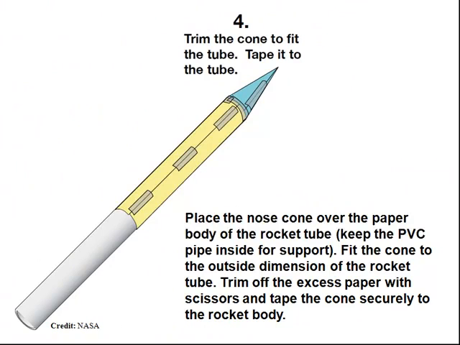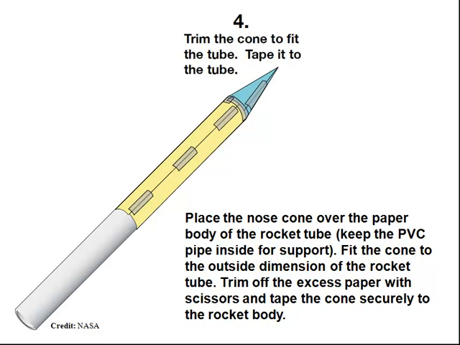For step 4, you're going to be connecting your nose cone to your rocket body tube. To do that, the first thing you want to do is trim the cone to fit the tube and tape it to the tube itself. So place the nose cone over the paper body of the rocket tube.